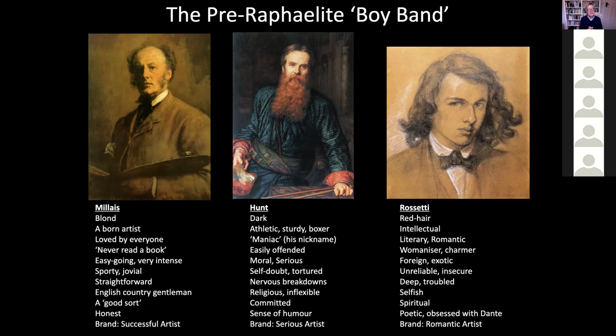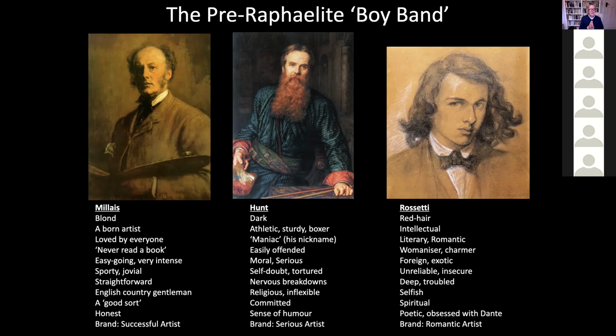And finally, Rossetti was the intellectual. His father was a professor. His father was an Italian who had left Italy, and he came to England and was made professor at King's College. So he grew up in an intellectual family. He studied poetry, Italian poetry. He studied Dante. He was a Dante expert. He was a romantic, a womanizer, a charmer. He was unreliable, though, insecure, troubled, a selfish person, but a spiritual person, interested in the deep meanings of things.